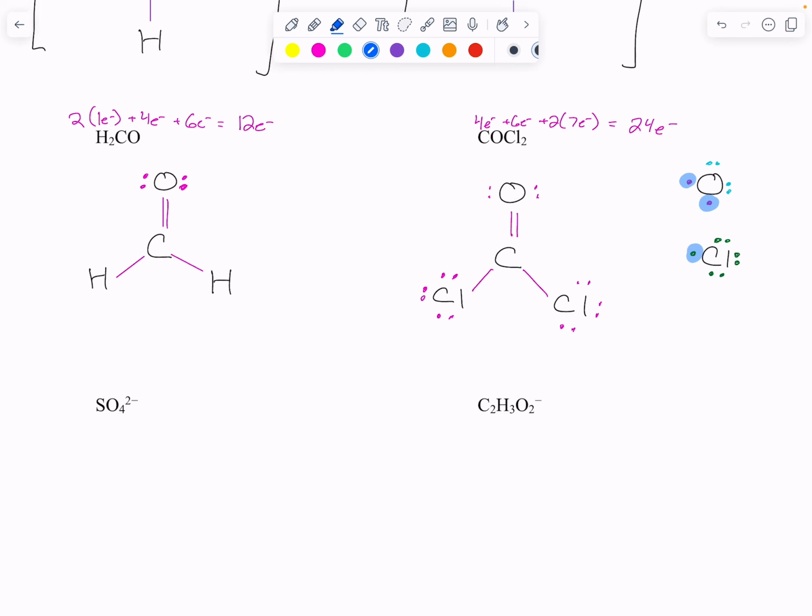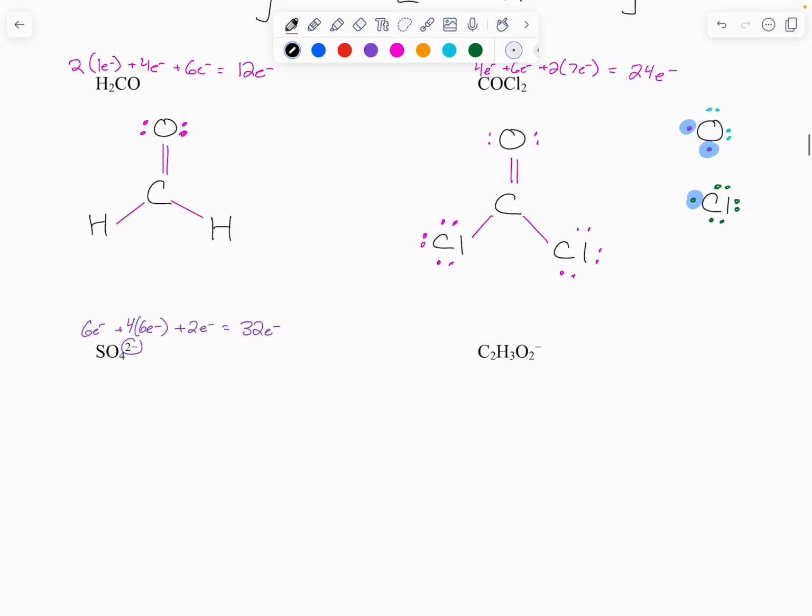Sulfate. How many electrons? Well, sulfur has 6 valence electrons. Oxygen has 4 times 6 electrons. And then this -2 means we get to add 2 more electrons to it. So that would be what, 32 electrons? Oh, I missed it. Let's try this again. 4 and there's 6 there. There we go. That makes it a little bit better. Who's in the middle? Well, sulfur is written first, so we'll put sulfur in the middle.